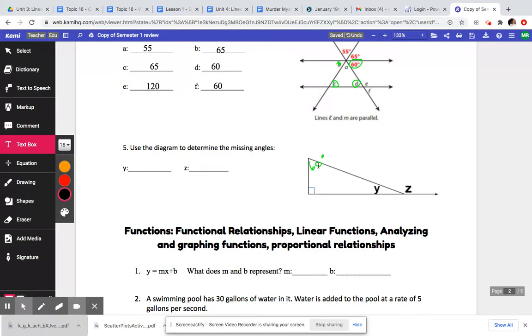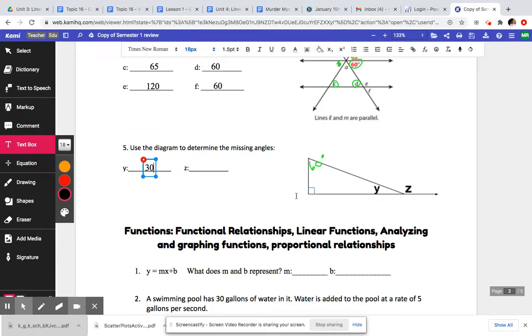But what we can do is that we know that 60 and 90. So if you remember, the interior of a triangle always adds up to 180. So you could do 60 plus 90 to get 150. And because the interior of a triangle is always 180, you can just do 180 minus 150. And so you will know that y is 30 degrees.